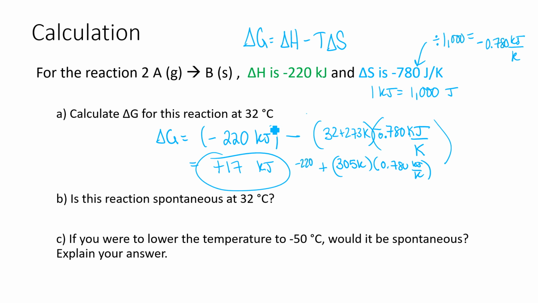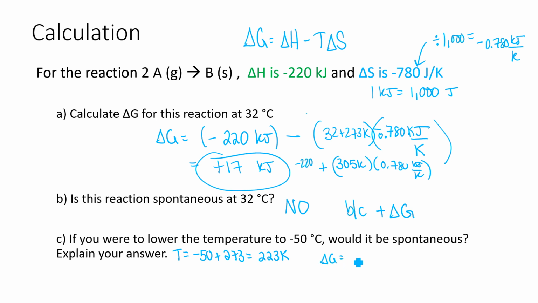So is this reaction spontaneous at this temperature? No. And how we know that is because it's got a positive value of delta G. Well, let's try changing the temperature. What if we try this at a lower temperature, let's say negative 50 degrees Celsius? So the temperature would be negative 50 plus 273. So the Kelvin temperature is now 223. So that's a lot smaller temperature here.